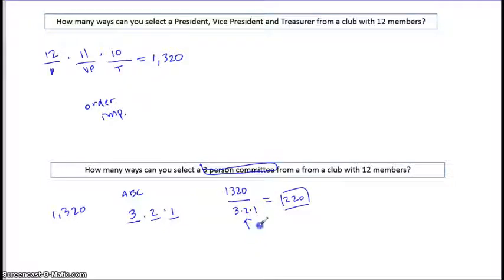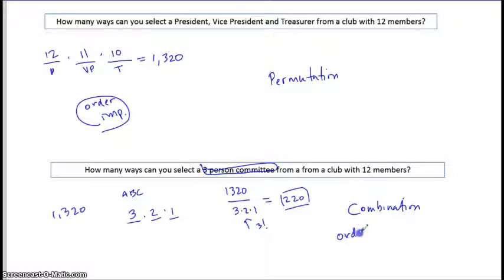And not coincidentally, that 6 is 3 factorial. What we've just done up here turns out to be a permutation. We've chosen a group of 3 people out of 12 where order was important. And what we've done down here is a combination. We've chosen a group of 3 people from 12, but order was not important. So that's the basic difference between permutation and combination.